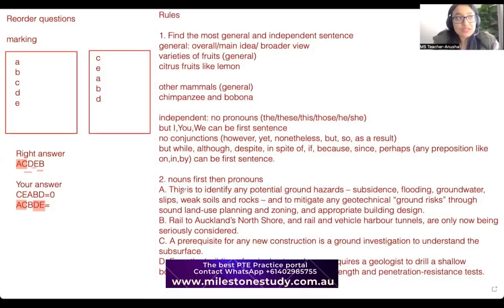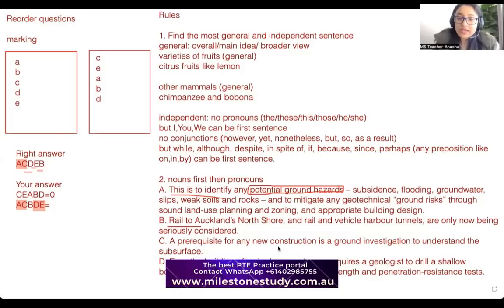This was actually a difficult one, because it's long sentences and very technical words. But as we are talking about potential ground hazards, okay, let's look at B. This is talking about rail. So why are we identifying? Why are we doing this ground hazard? Why are we identifying the problems? It's not related to rail.